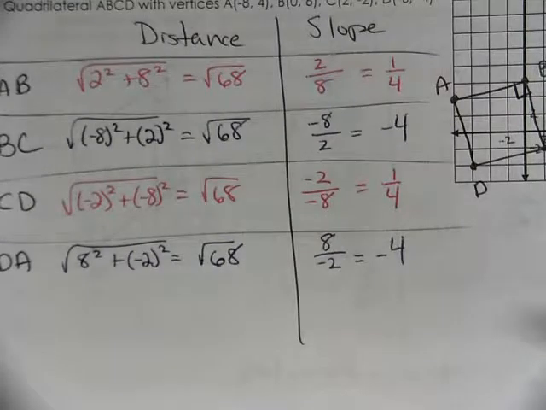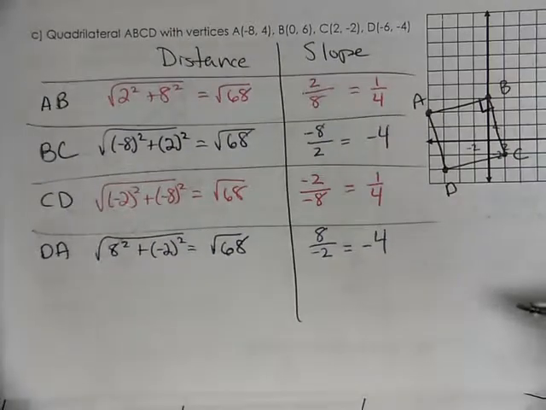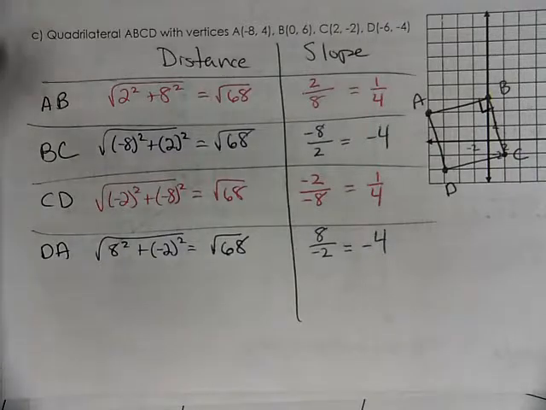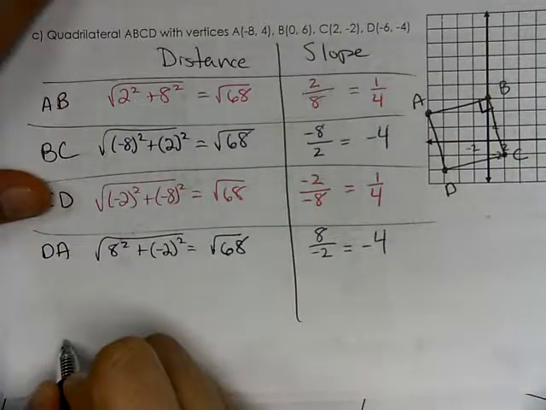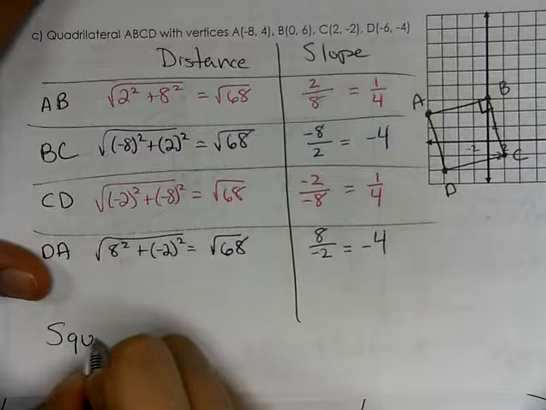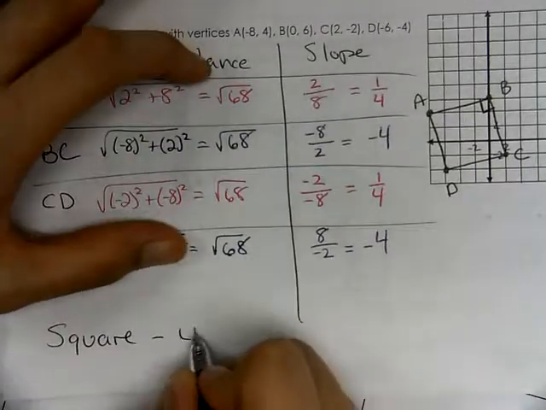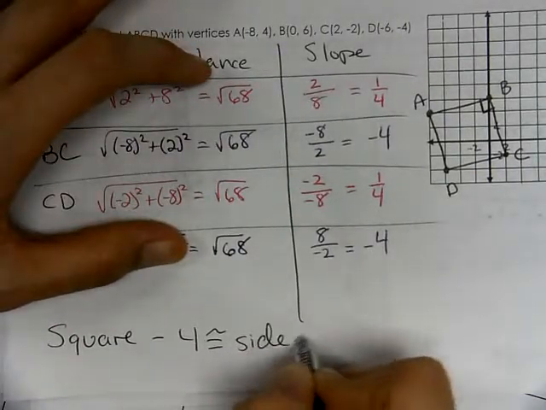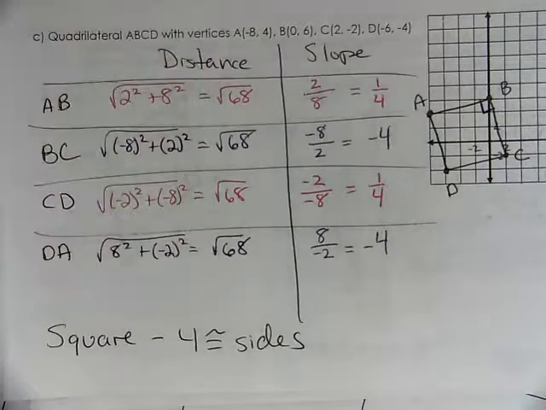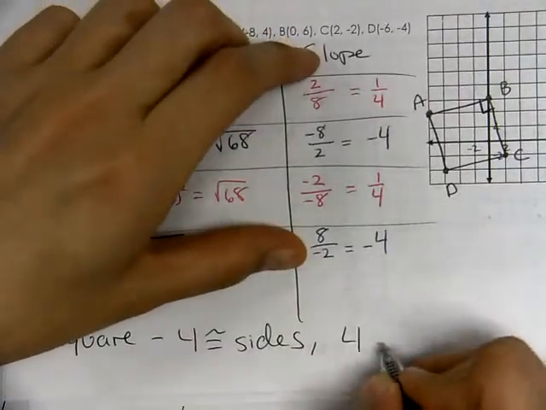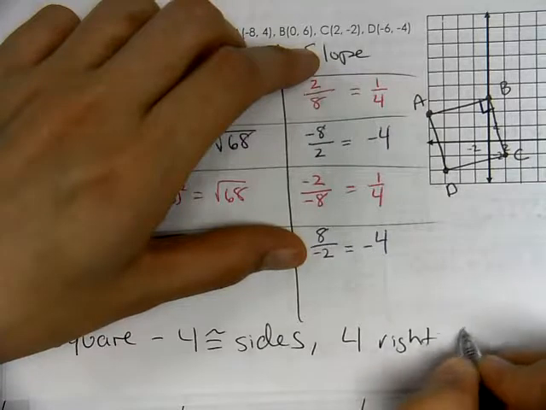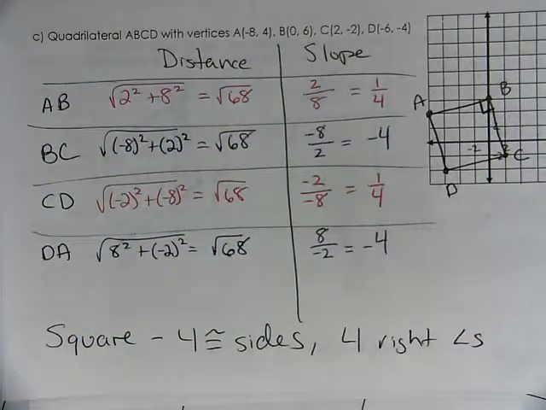So let's label this and tell me a reason why. This one's the hard one because there's 2 reasons. What is it? So it's a square because we have 4 congruent sides. They're all the square root of 68. Now, if you get 3 congruent sides and one's different, you screwed something up. And then we have 4 right angles because we have opposite reciprocal slopes. Make sense? This is all we're doing the next 2 days.